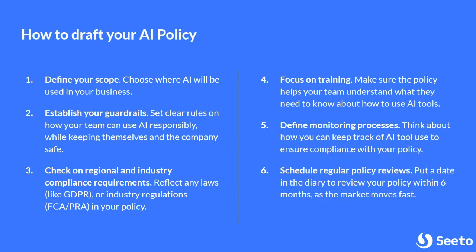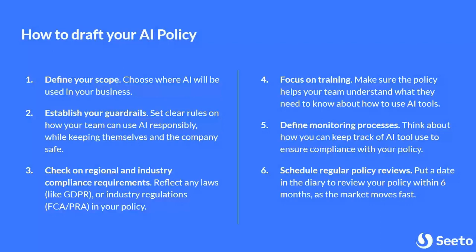Well, first, it's really important that you draft your AI policy. And the AI policy isn't just something that is there for compliance. And I know that there will be people cringing in the audience thinking about yet another piece of compliance. The AI policy is really important because this is the document that will help your staff understand how they can use these tools, what is and what isn't appropriate. So you should define your scope. So you should choose where AI can be used inside your business. You should establish your guardrails. So what are the rules about how team members can use AI responsibly? And that's thinking about how they can keep themselves and the company safe.